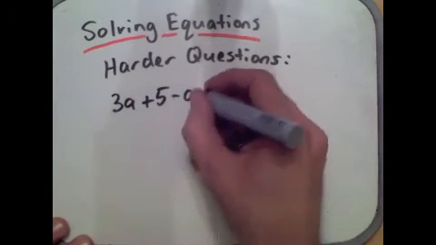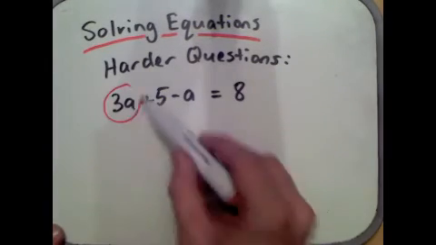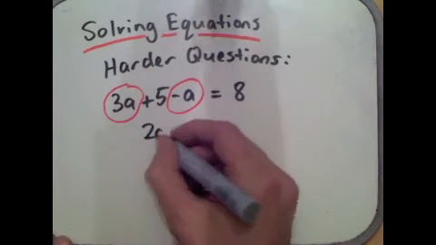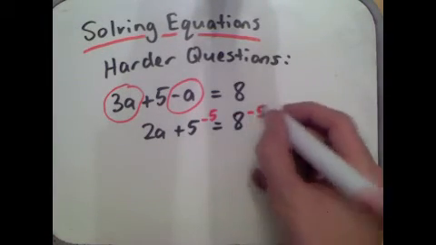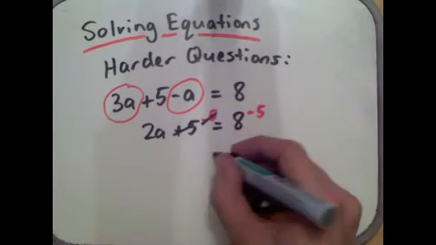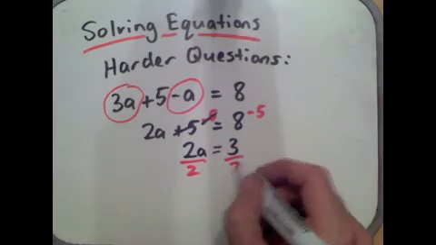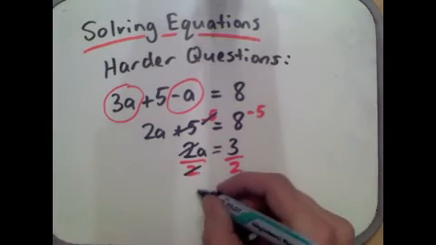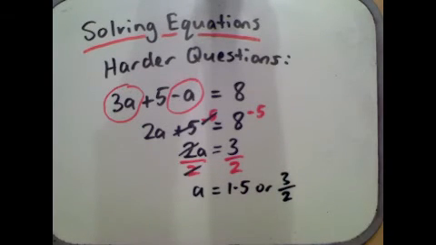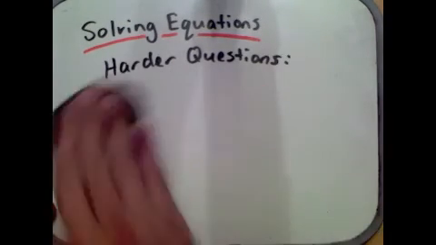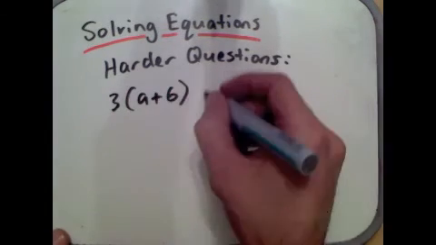Here's another example. 3a plus 5 minus a is equal to 8. So we've got to collect the terms first. 3a take a is 2a. We've got the plus 5 is equal to 8. Now remove the plus 5. And we get 2a is equal to 3. And then we divide both sides by 2. And we get a is equal to 1.5. There we have it.